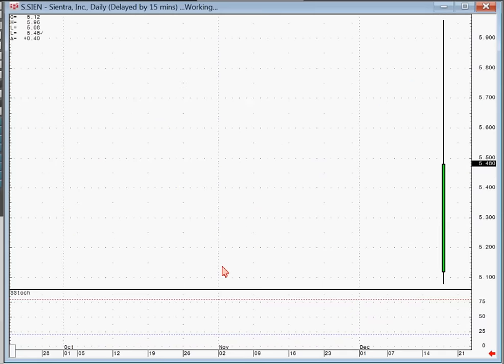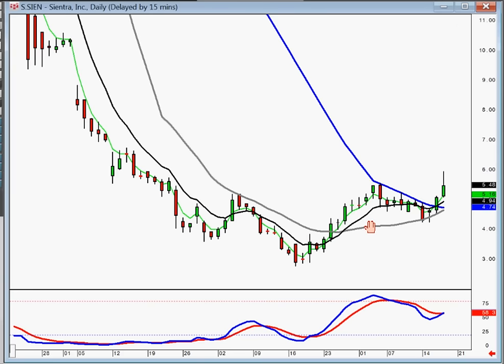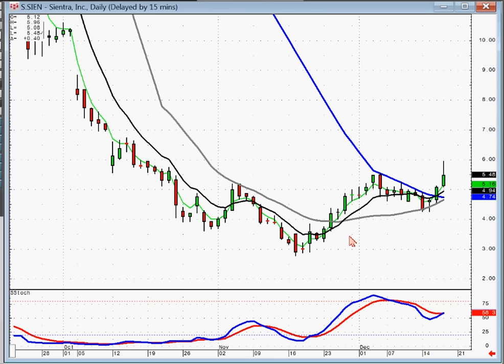And a lot of these are the ones that are being pointed out in the chat rooms every day. Same scenario on SIEN. A bobble, failed at the 50. Came back. Now it's done a little scoop type pattern, and they've broken up through the 50. There's wave 1. There's wave 2, which would be filling this gap. And then there's also a gap up here. So those are the targets.